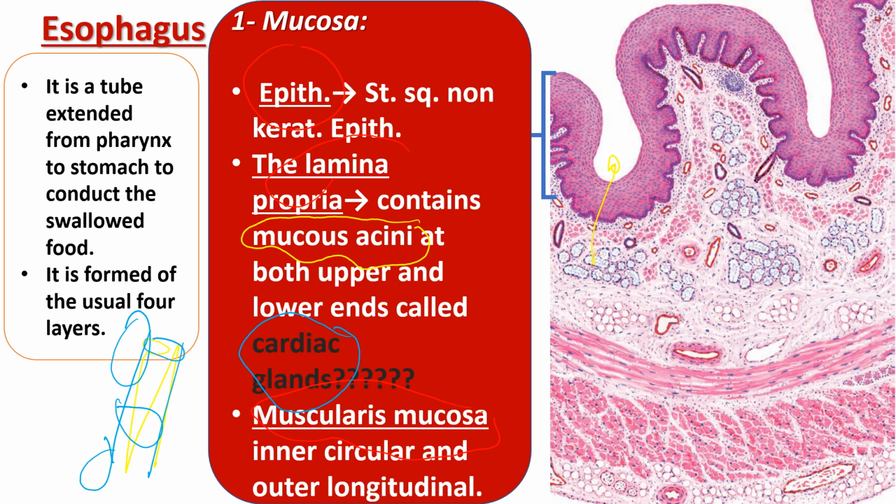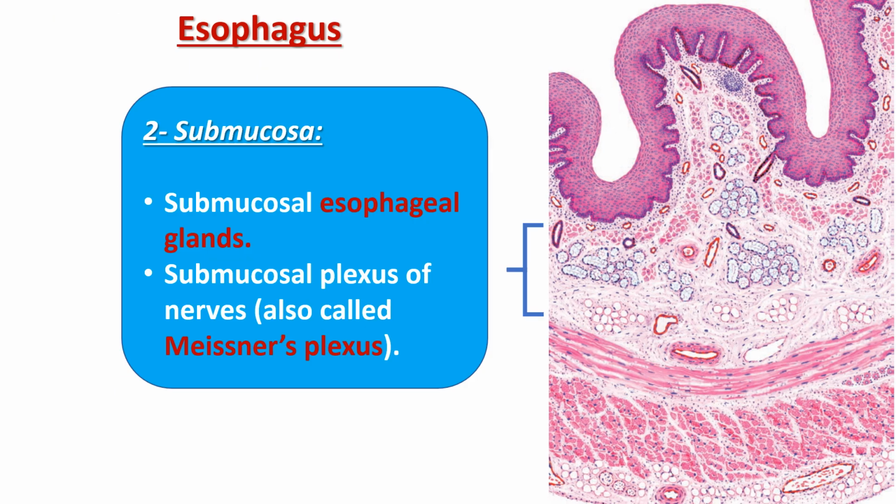So mucosa here, you have to memorize the type of epithelium. It is for protection. So it is stratified squamous non-keratinized. As regarding the lamina propria, there is a cardiac gland. What is cardiac gland? It is mucus acini in the upper and lower third of the esophagus. What about the third layer of the mucosa? It is muscularis mucosa. As usual, it is formed of inner circular and outer longitudinal smooth muscle to make folds in the esophagus.